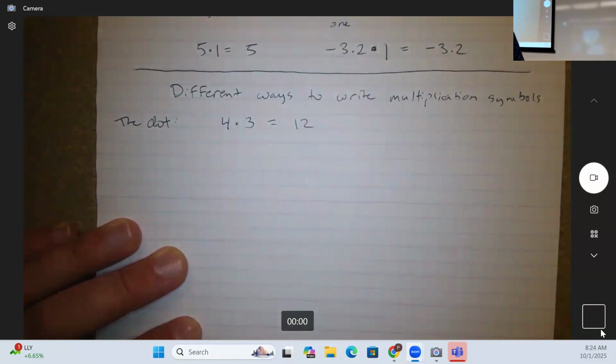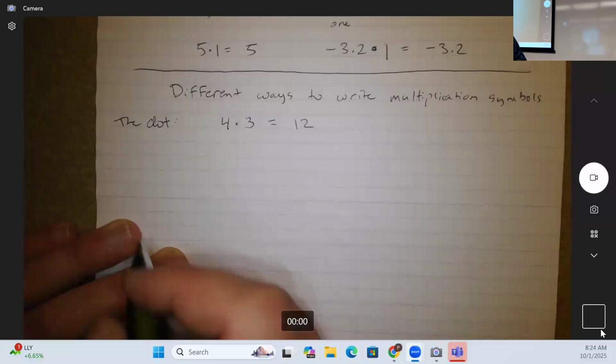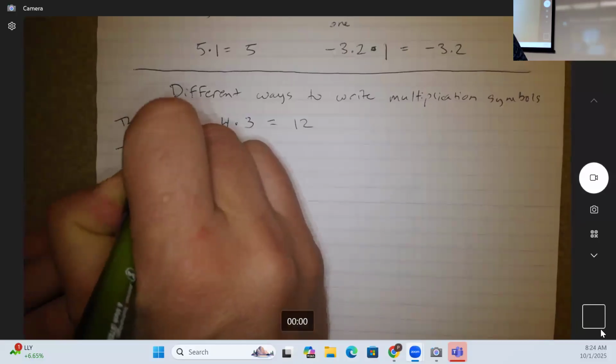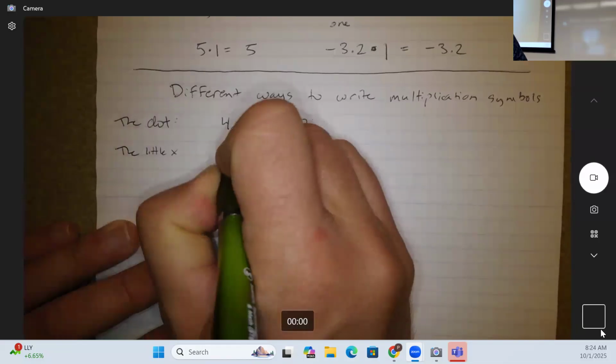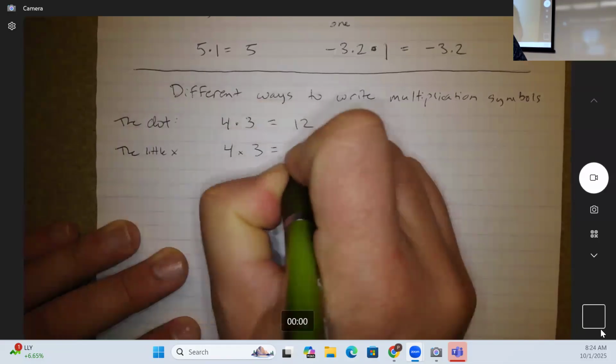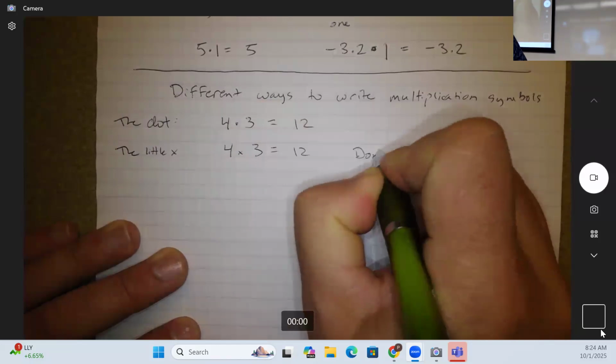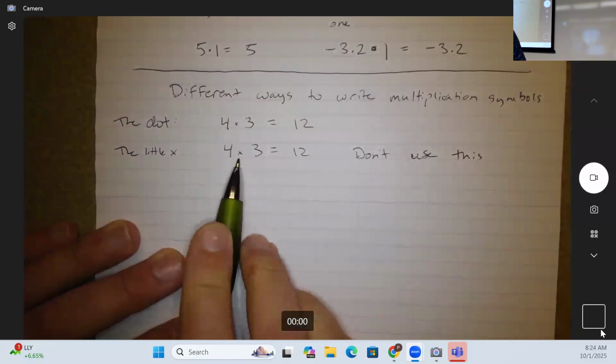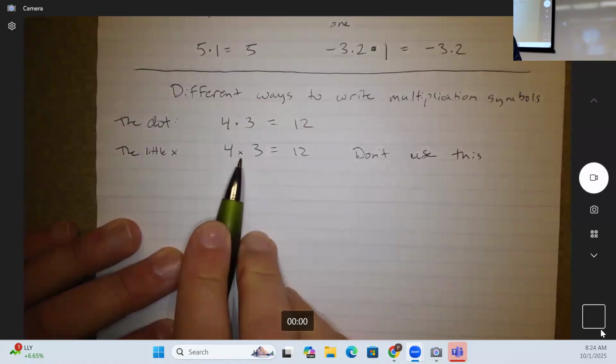The book usually uses the dot when working with numbers also. There is the little x. 4 times 3 equals 12. I'm going to ask you not to use this. The reason I don't want you to use this is because we use the letter x to represent a variable all the time.